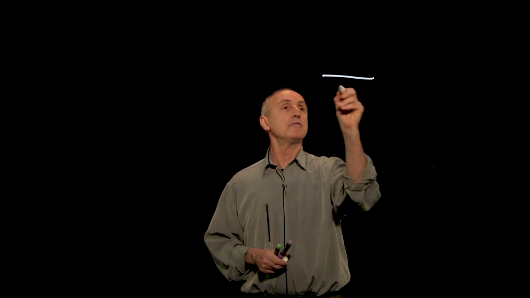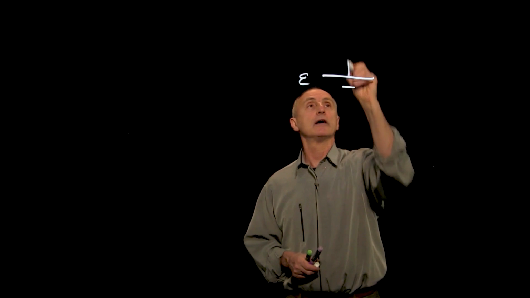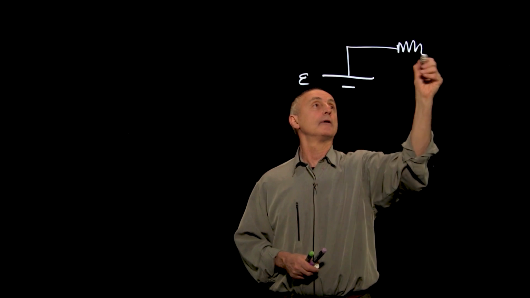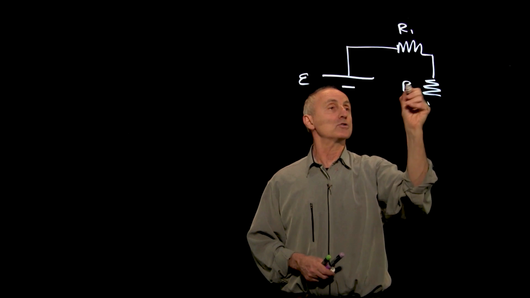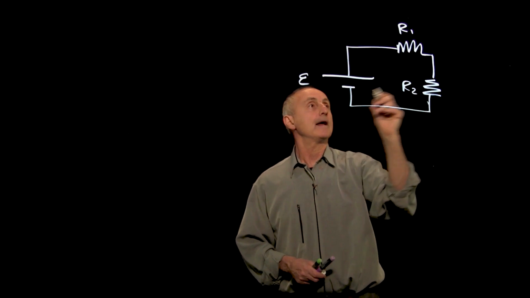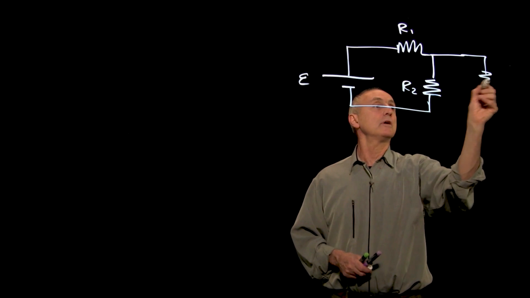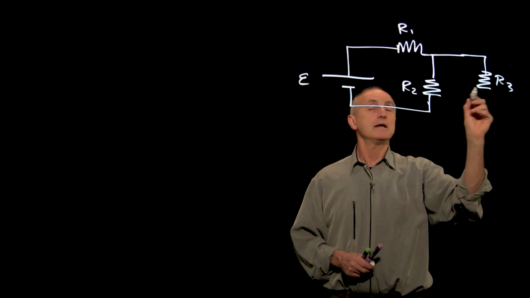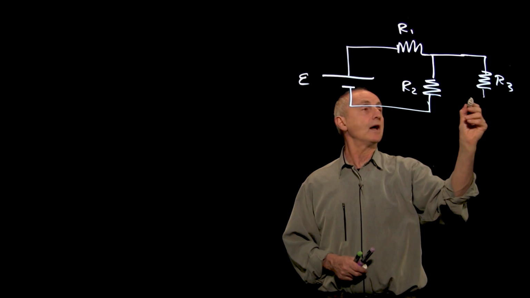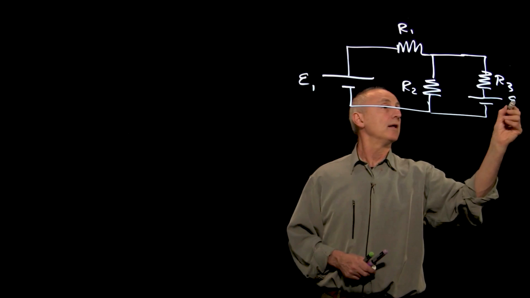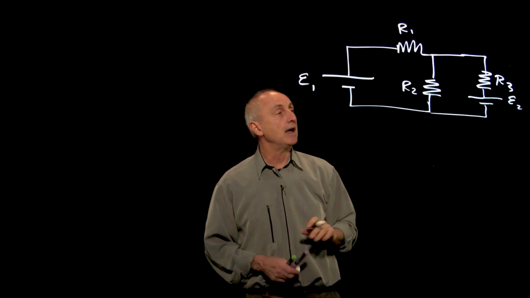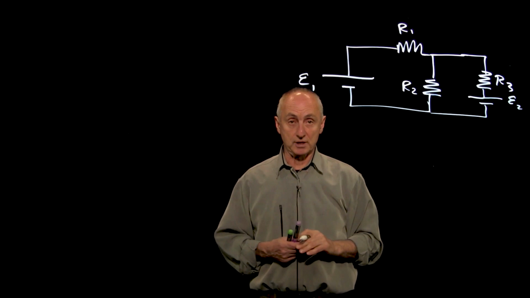Now we'd like to look at a slightly more complicated circuit, which is what we call a multi-loop circuit. Suppose we have an EMF, a resistor R1, a resistor R2, and another resistor R3. To make this a little more complicated, I'm going to put a second set of EMF in. I'm going to call this one E1 and this one E2. And I'd like to analyze this circuit.